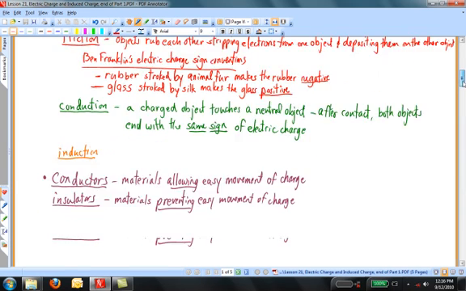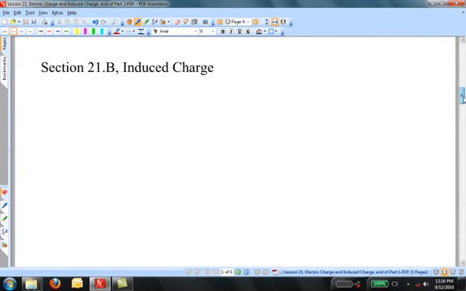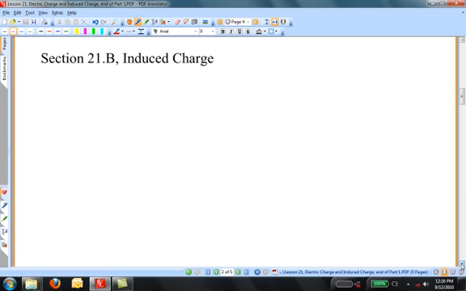In this next section of Lesson 21, we're going to talk about charging by induction and inducing charge to move on conductors and in insulators. Let's start by talking about the charge on conductors.